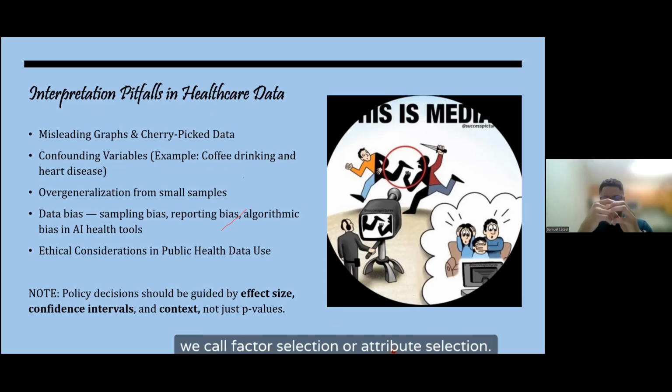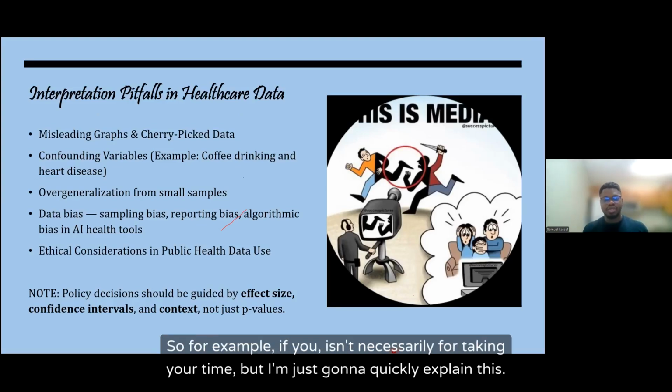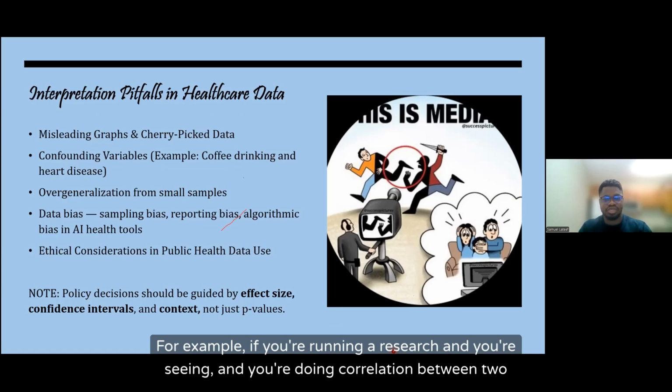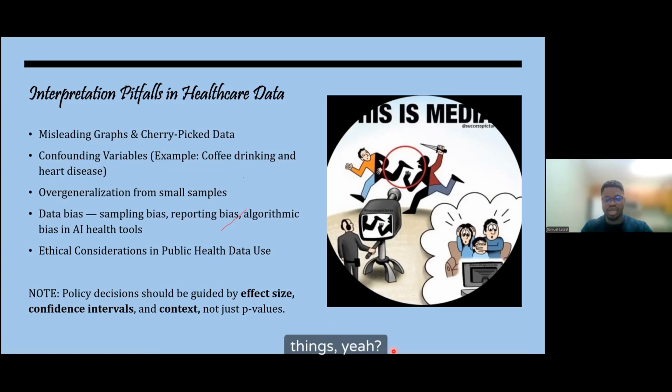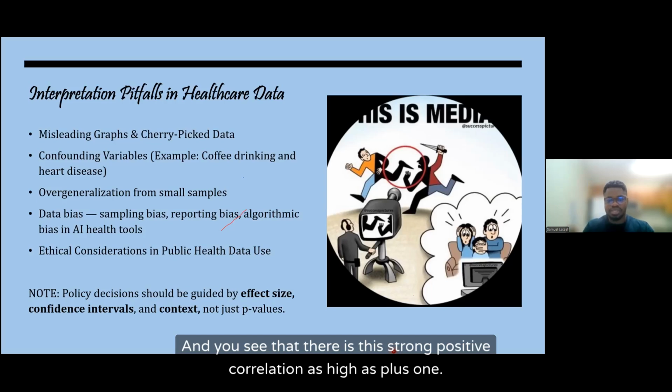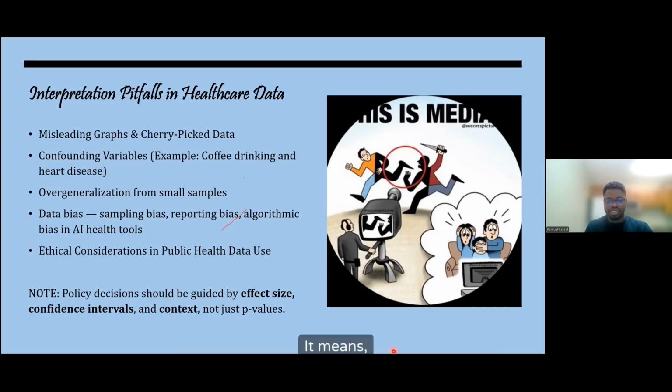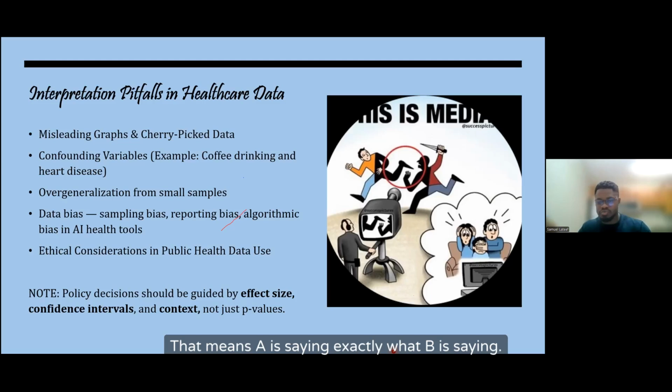factor selection or attribute selection. I can't remember this term now. So for example, sorry for taking your time, but I'm just going to quickly explain this. If you're running a research and you're doing correlation between two things, and you see that there is a strong positive correlation as high as +1, it means A is 100% correlated to B. That means A is saying exactly what B is saying.